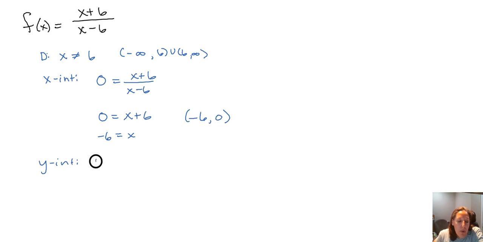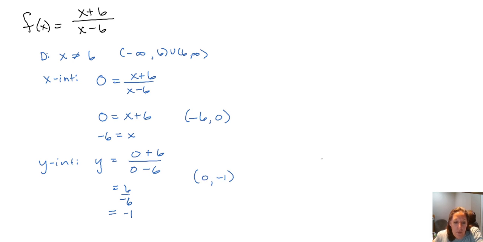Y-intercept is going to be whenever we plug in 0 for x. So we'll get 0 plus 6 over 0 minus 6. That's going to simplify to just 6 over negative 6, or negative 1. So our y-intercept is going to be the point 0, negative 1.